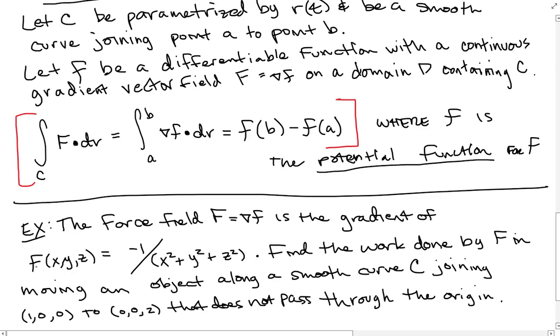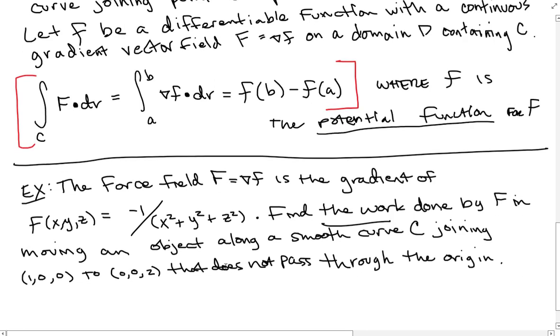Okay, let's go ahead and try this example. The force field F, capital F, which we're already being told is the gradient of the function little f, and little f is -1 over x squared plus y squared plus z squared, so that's given. And we want to find the work done by the field F in moving an object along a smooth curve C that joins the point (1, 0, 0) to the point (0, 0, 2) and doesn't pass through the origin.